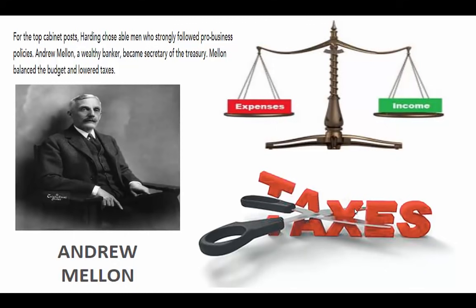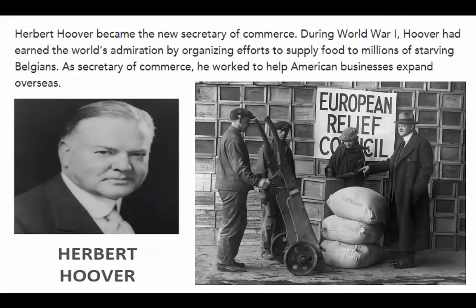So number 6, what action did Mellon take? He balanced the budget and lowered taxes. Herbert Hoover became the new Secretary of Commerce. During World War I, Hoover had earned the world's admiration by organizing efforts to supply food to millions of starving Belgians. As Secretary of Commerce, he worked to help American businesses expand overseas.